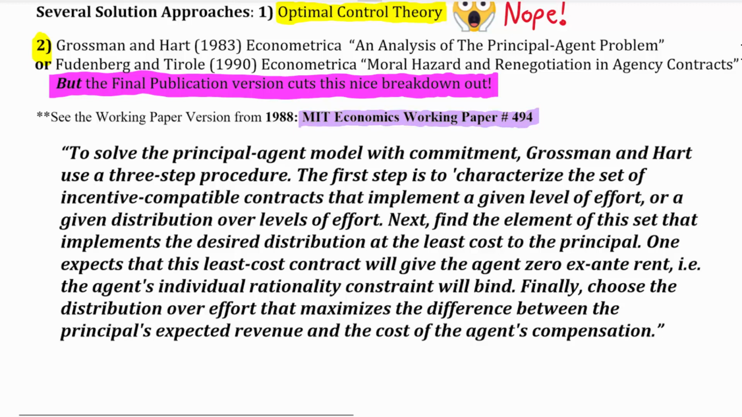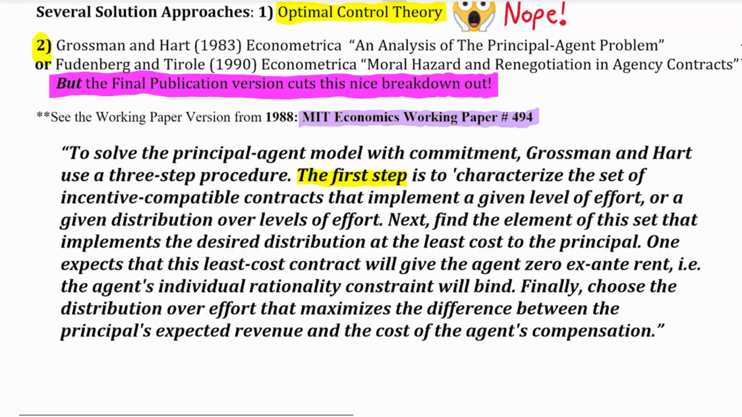The first step is to characterize the set of incentive-compatible contracts that implement a given level of effort or a given distribution over levels of effort. So in other words, what they're saying is the first step is to figure out what sort of wage levels, what sort of contracts would cause the agent to provide a high effort or to provide a low effort. So once we figure out what those wage contracts look like, that's the first step.